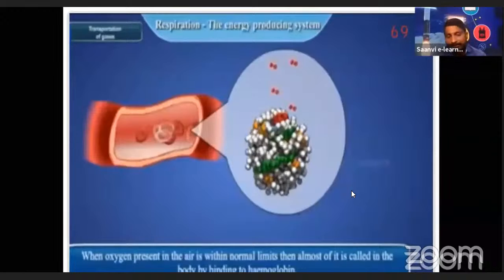Now here, when oxygen O2 present in the air is within normal limits, then almost half of it is carried in the body by binding to hemoglobin. Hb plus O2.